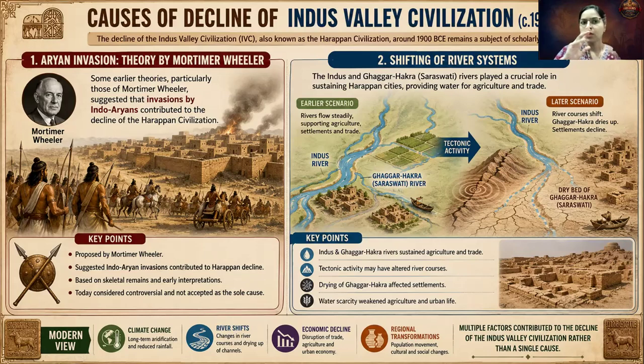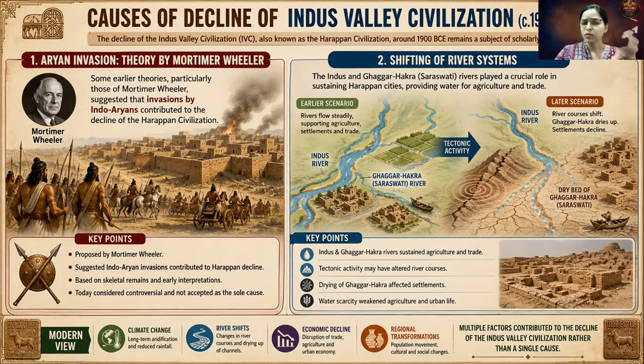Let us figure out. So, first of all, there is a very famous theory given by Sir Mortimer Wheeler, the theory of Aryan invasion. So, according to some historians and especially Mortimer Wheeler, people from Central Asia slowly and gradually entered the Indian subcontinent, and they were the ones who massacred the people of Harappan civilization. The people who came to India from Central Asia are referred to as Aryans. It is said that Aryans massacred the people of Indus Valley Civilization and started their own culture in India, which is referred to as the Vedic culture.